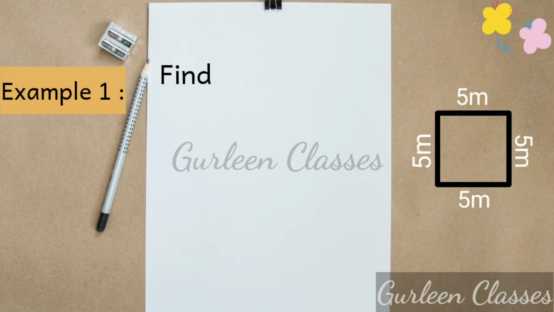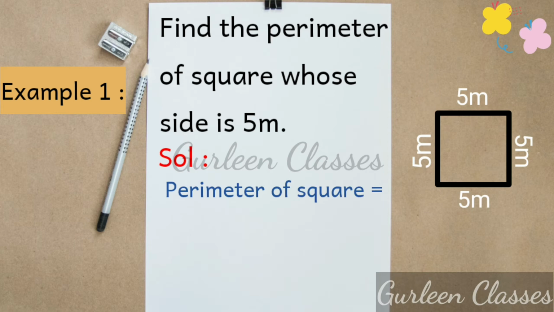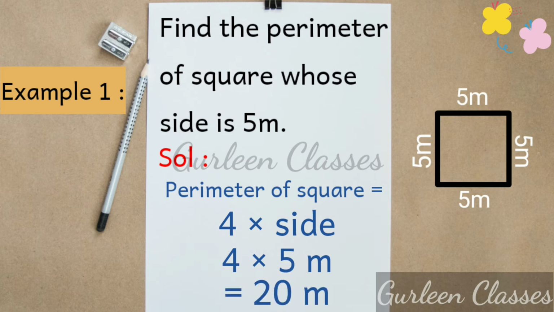Example, find the perimeter of a square whose side is 5 meter. So here a square is given whose side is 5 meter. We know that perimeter of a square is equal to 4 into side. So 4 into 5 meter is equal to 4 5s are 20. 20 meter is the answer. So students, keep in mind the units.